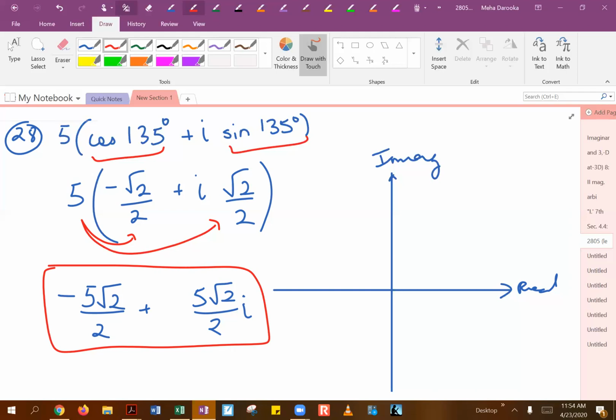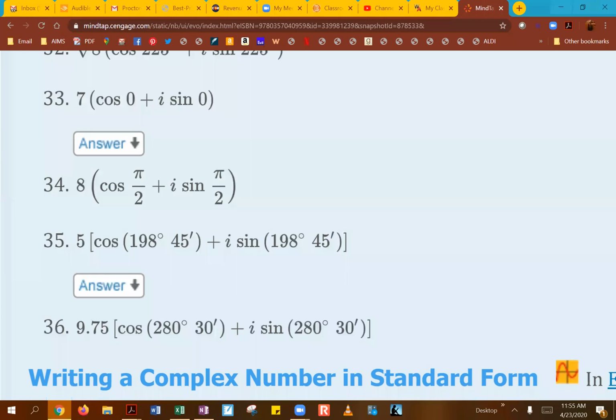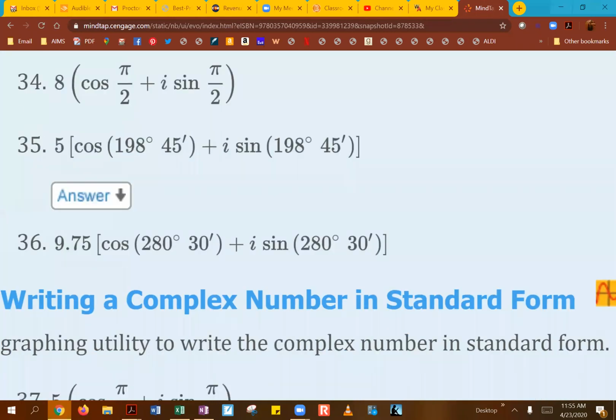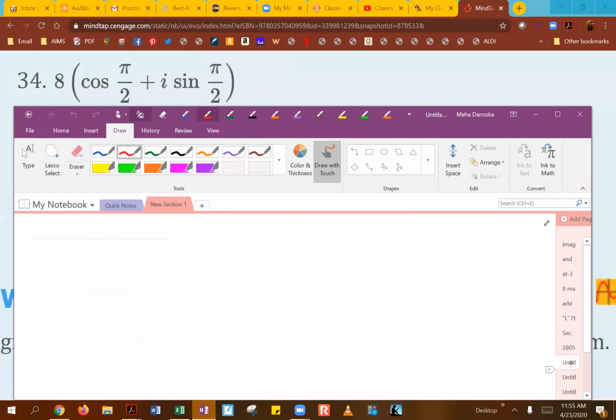So any questions on this one, guys? Nope. Okay, so let's look at our next example here. Same thing. This time you are given, and we're looking at number 34. So again, converting it from the trigonometric form to the standard form.